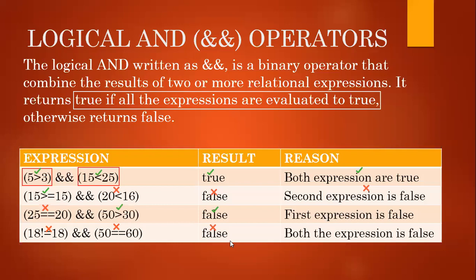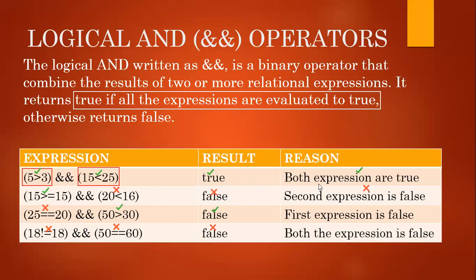Why? Because both the expressions are false. Now, here I am just giving you the explanation part of it, how it works. 5 greater than 3, 15 less than 24. But in actual, we are not going to use numbers. In actual, we are going to use variables, and these variables will evaluate to be either true or false depending on the condition of our program.